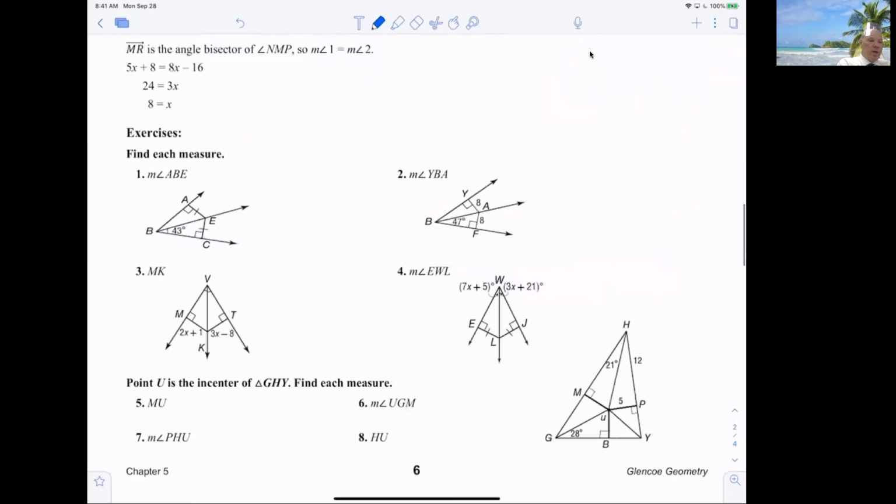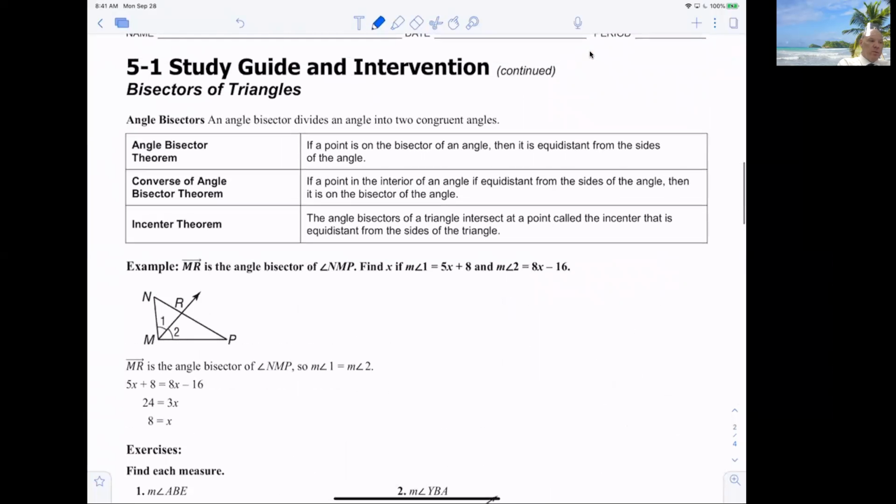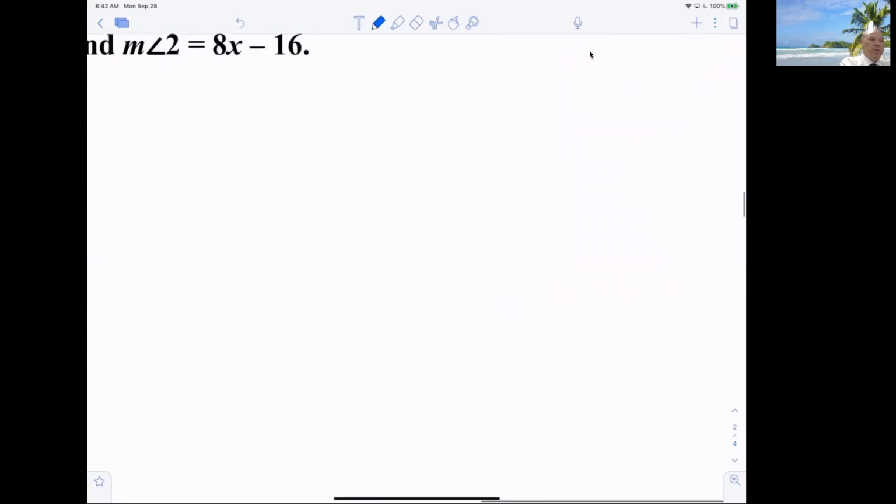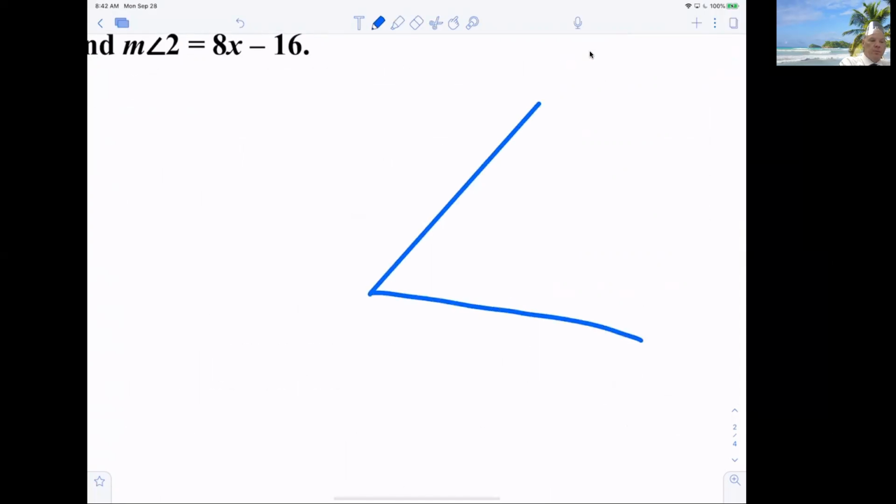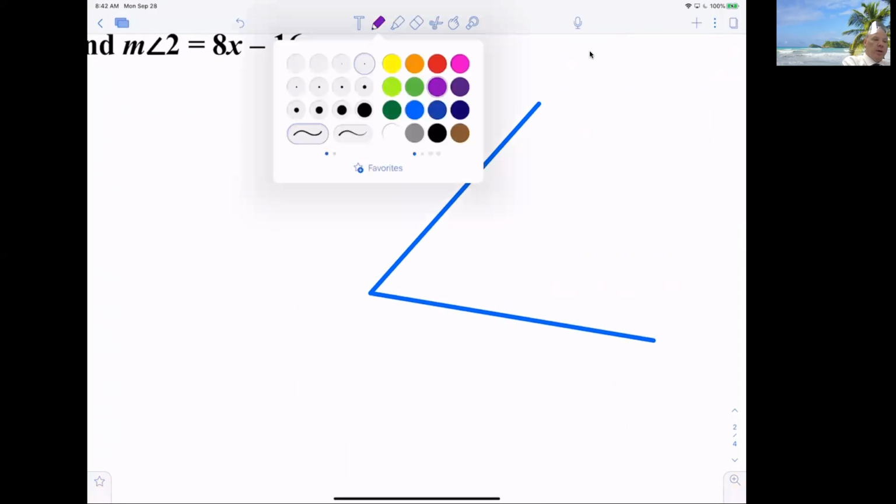All right, so now I have the next part. The angle bisector theorem: if a point is on the bisector of an angle, then it is equidistant from the sides. All right, so here we go. Watch this, guys. So I'm going to create an angle. And then I'm going to try to draw the angle bisector.